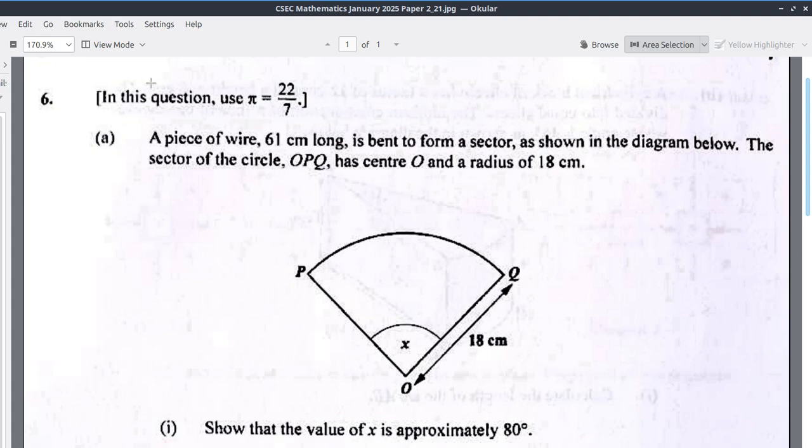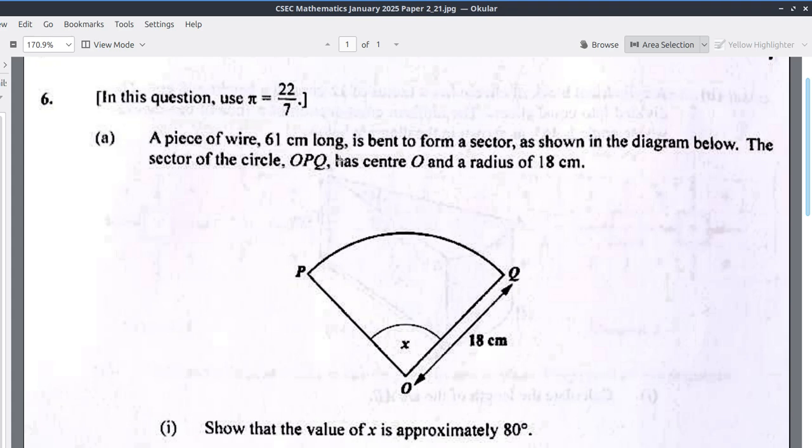Now, in this question, use pi equals 22/7. Okay? And remember, any questions or comments, place them in the comment section and I'll respond if needed. Alright, use pi equals 22/7.